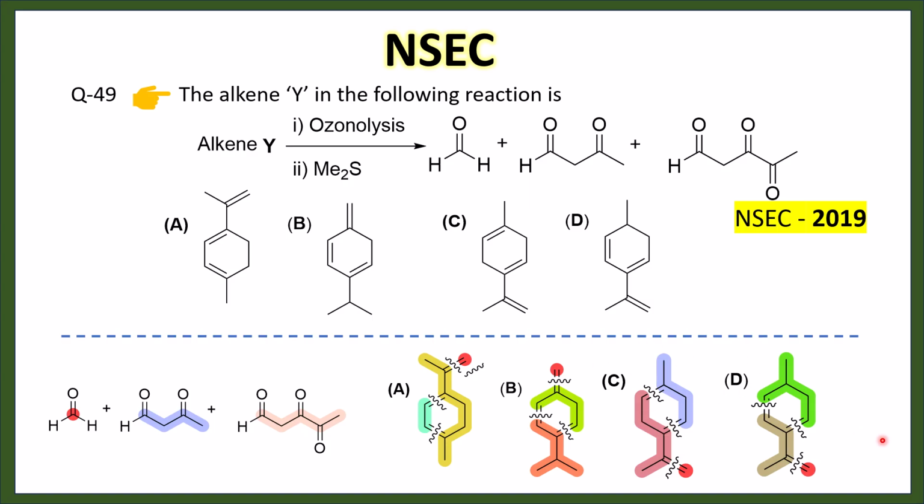And this one, let's do D. This gives formaldehyde, okay, then methyl CO, again CO, CHO, methyl CO, and no CO, CHO. So that means this is not the option here. Correct option is only option C.